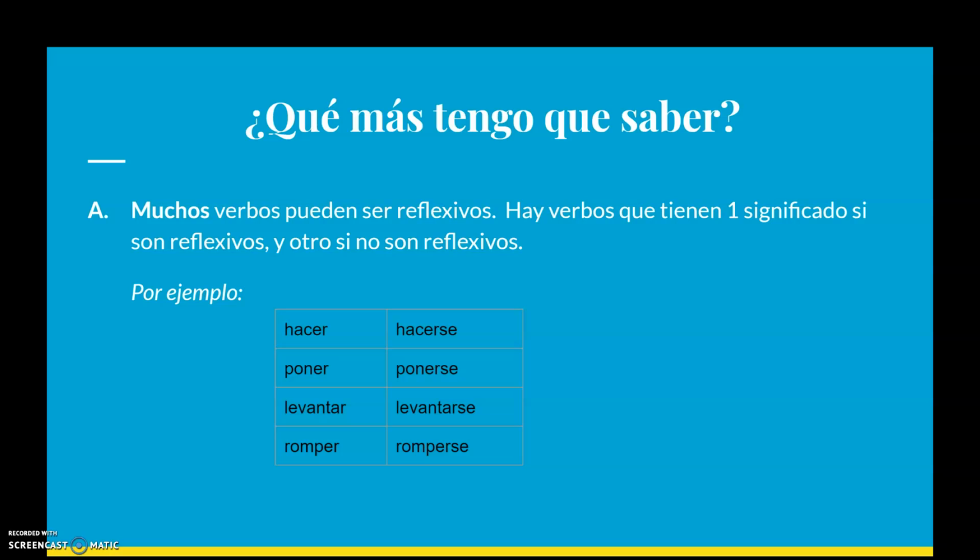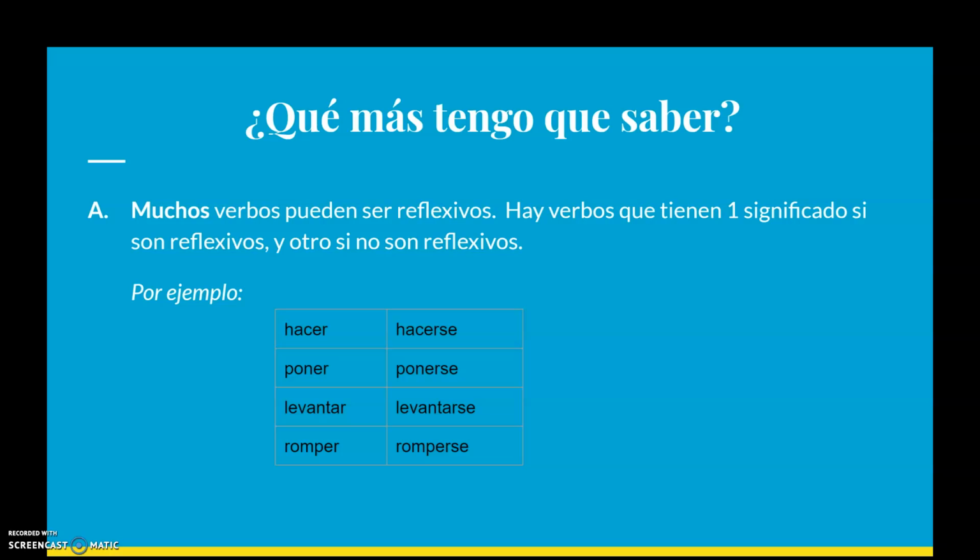Hacer, por ejemplo, significa to make or to do. Hacerse significa to make oneself or to become. Poner significa to put or to place. Ponerse significa to put on, or in some cases also to become, like to become angry. See, me puse enojado, I became angry. See? Depending on how it's being used.